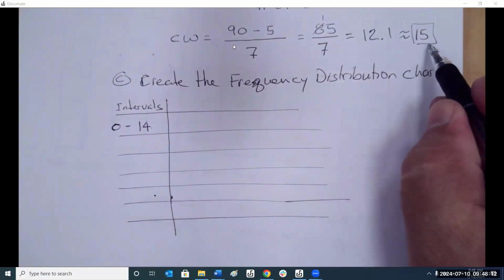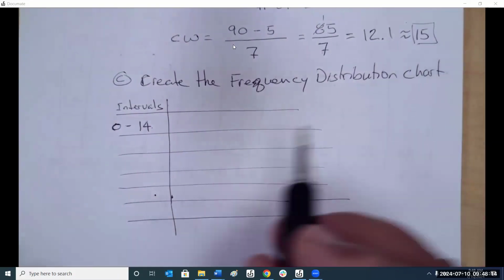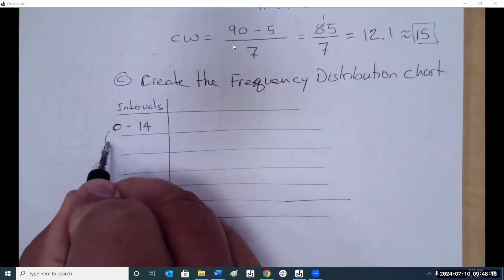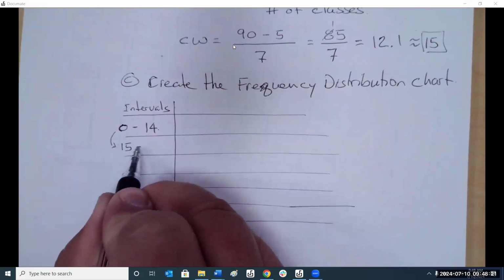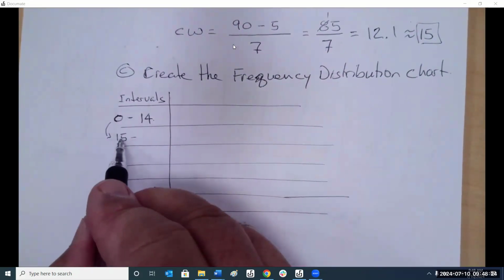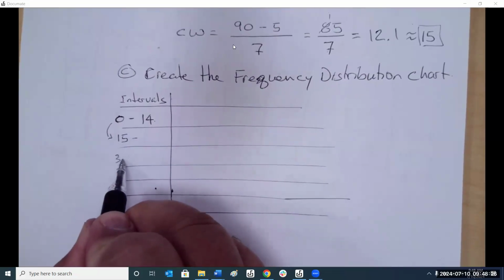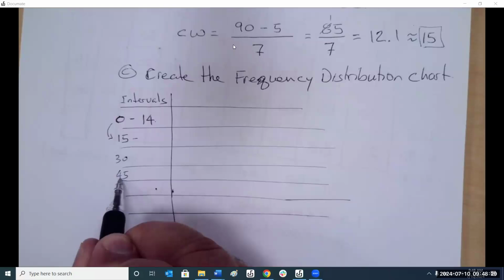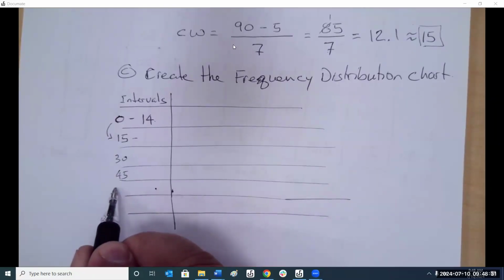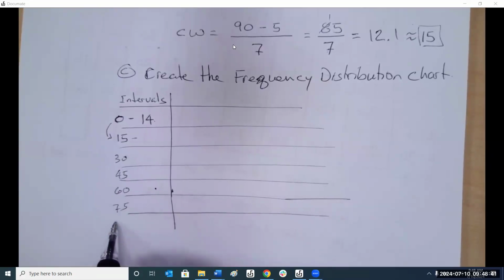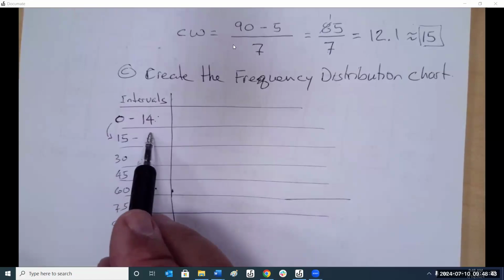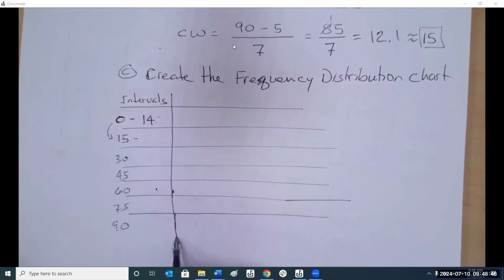But what this number represents is the lower bound numbers. So the next one is going to start at 15. So 0 to 14, 15 to 29, 30 to 44, 45 to what number? 60, 60 to 74, 75 to... 1, 2, 3, 4, 5, 6, 7. Yes.